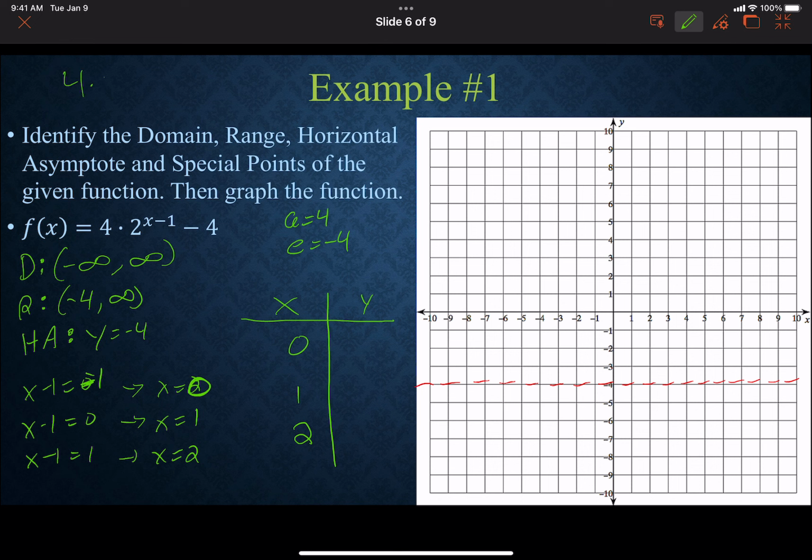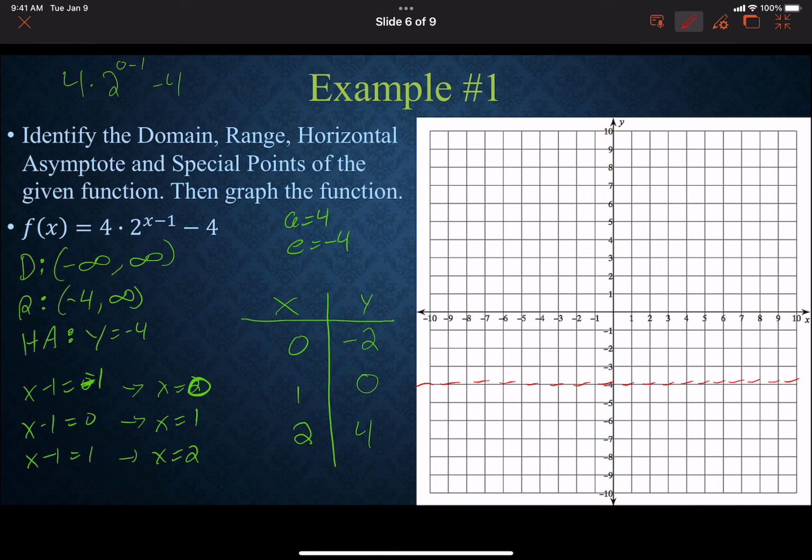So we're doing 4 times 2 to the 0 minus 1 minus 4. You just type it out exactly like that. 4 times 2 to the 0 minus 1 minus 4, and we get a negative 2. And then 4 times 2 to the 1 minus 1 minus 4, we get 0. And then 4 times 2 to the 2 minus 1 minus 4, we get 4. So those are our special 3 points.